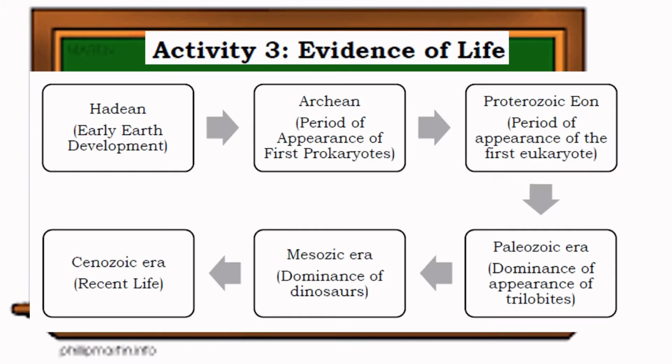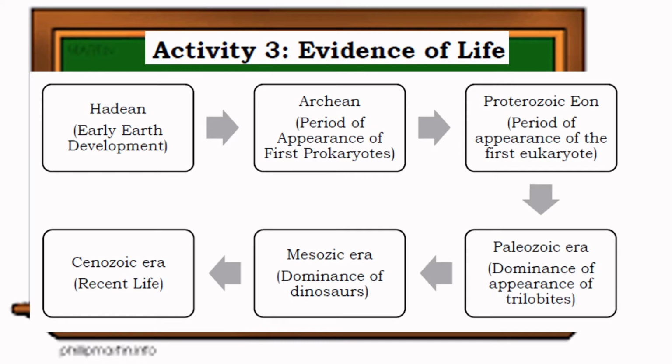Now let's proceed to activity 3, the evidence of life. It is still on page 6 of your module. The direction is simple. You're going to give an evidence on the given events that occurred on the geologic timescale, that enables the paleontologists to sequence the history of life.